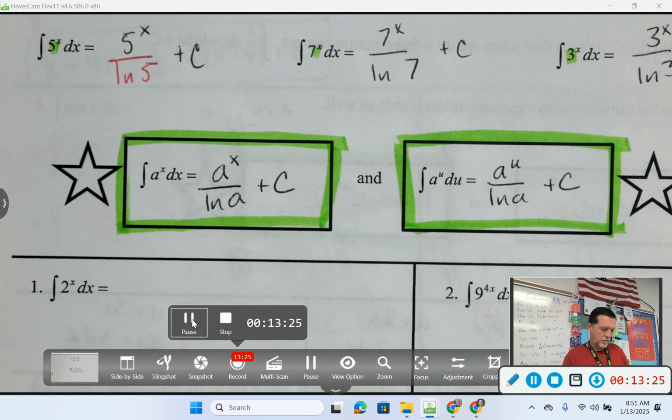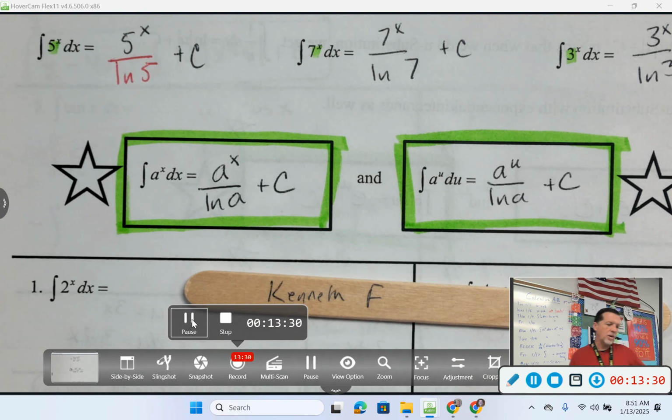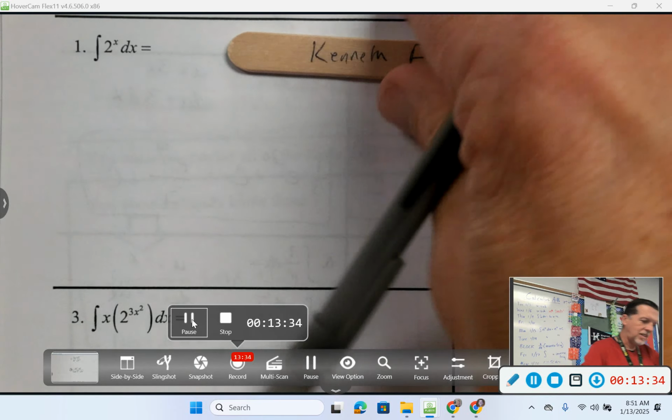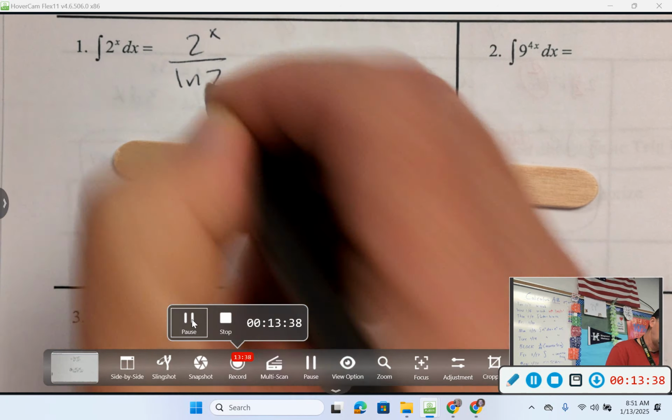All right, well, number 1 doesn't even need a u substitution. So, Kenneth, how about number 1? What's the antiderivative of 2 to the x dx? 2 to the x over natural log of 2 plus c. Good.